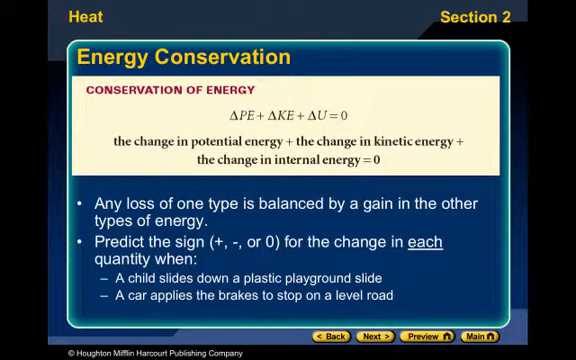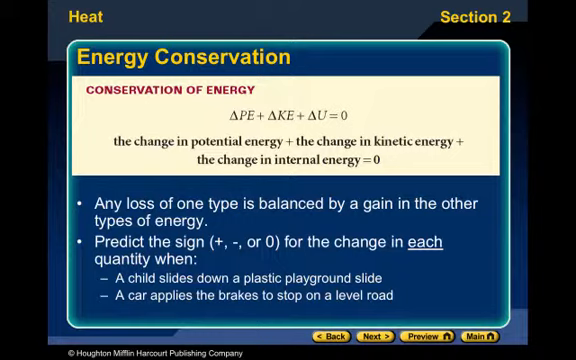Predict the sign, plus or minus, for the change in each quantity. A child slides down a plastic playground slide. Would potential energy go up or down? Down. Kinetic energy would... And internal energy? Well, the child would have friction against the slide, which would make it slightly warmer, so it would be both. That makes a big difference.